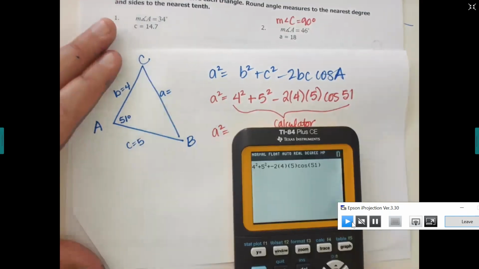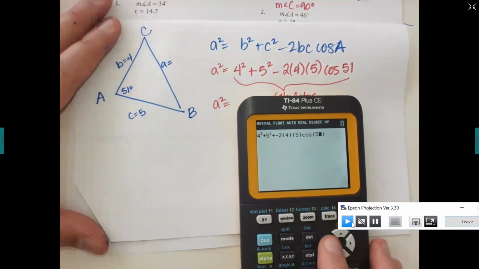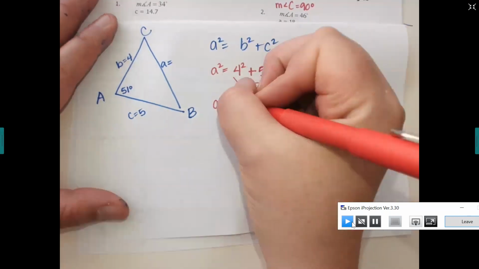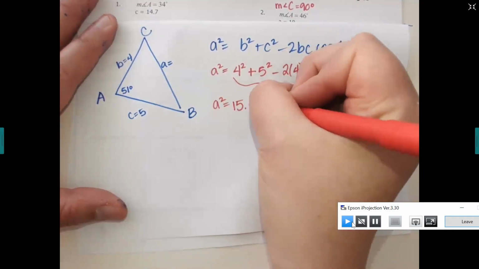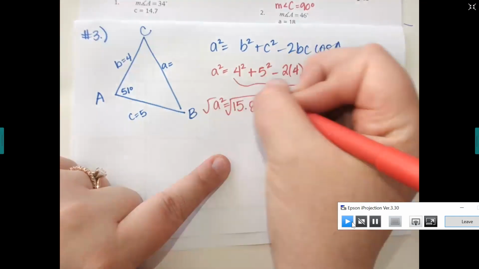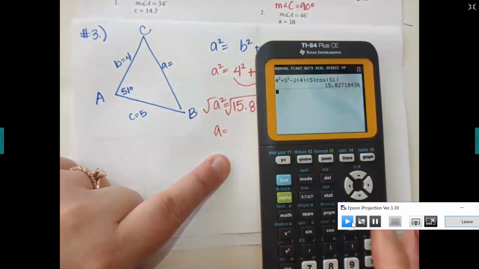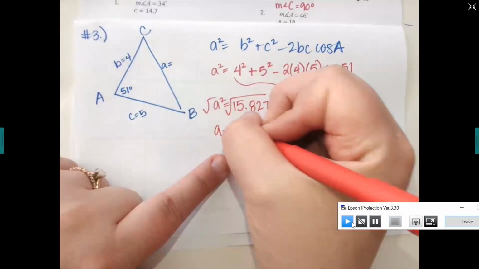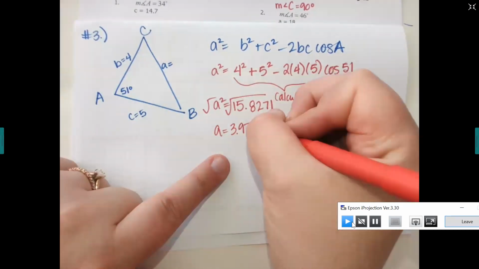Okay, so I have my calculator up here to show you what it looks like. Okay, I got 15.827. And then from there, if that's a squared, my final step would be to take the square root. So what is the square root of 15.827? Remember, you can grab the whole number to put it in the box by just highlighting it and pushing it. 3.97. Very good. 3.9783.